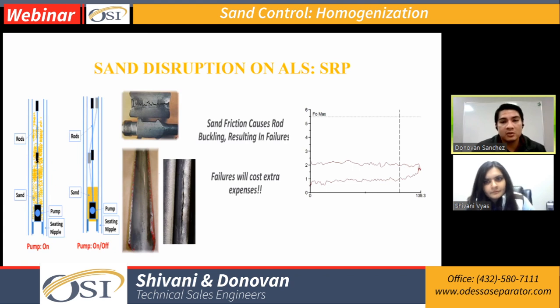And ESP is not the only tool that you're going to be seeing some of these failures due to sand. The SRP can also be very susceptible to sand failures due to rod buckling. The rod buckling happens when you see that sand getting stuck on top of the pump and causing friction and buckling. And then that sand can also cause vibrations in the pump. So what you can see from the dynamometer card on the right, that's what a typical card may look like. That may give you an idea of a well that has high sand issues, because you can see the vibration and the peaks and troughs of that card.